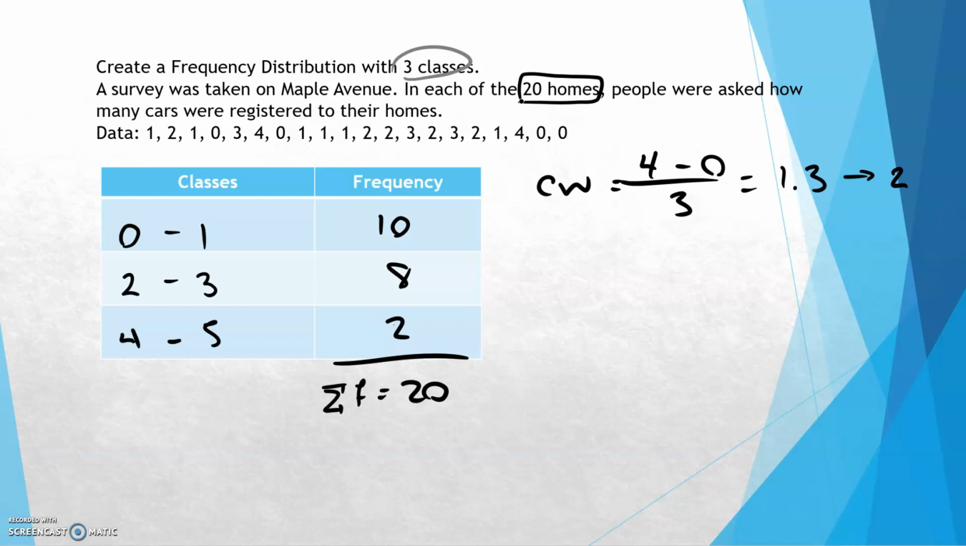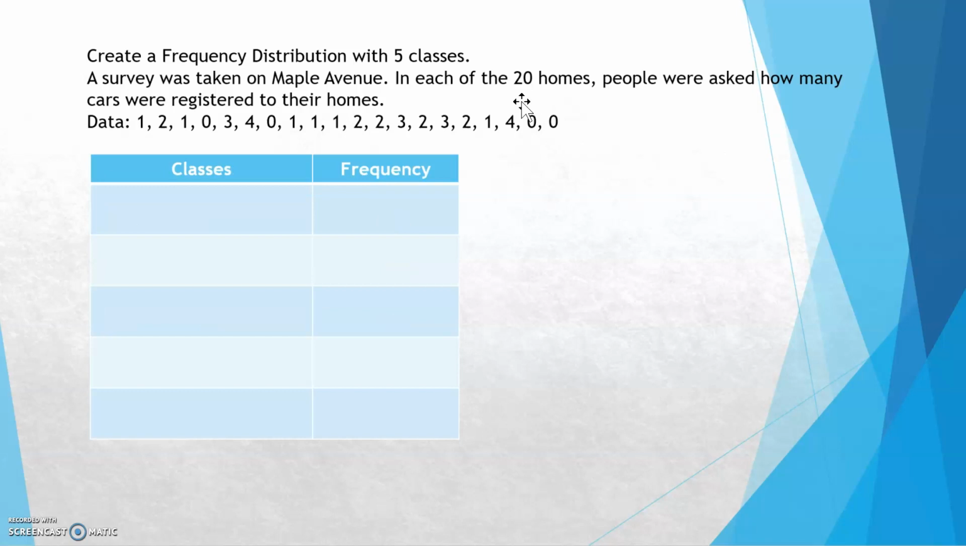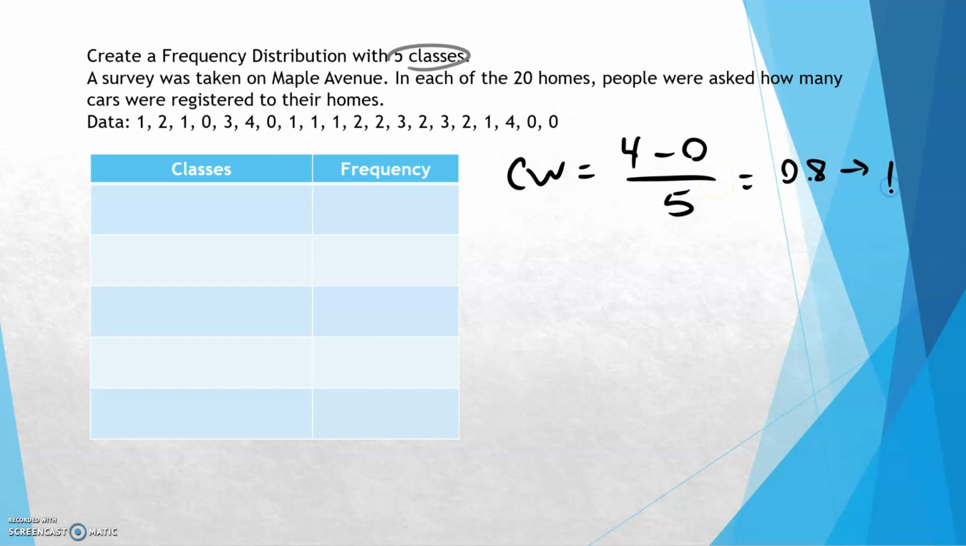That's it. Now I'm going to make one little tweak on this one. I'm going to go from 3 classes to 5 classes. That is going to change the table, and it'll also change the class width. So we'll go ahead and find the class width. The max is still 4, the min is still 0, but now it's divided by 5 because we're looking at 5 classes. So this is going to give us 0.8, so that would be 1.